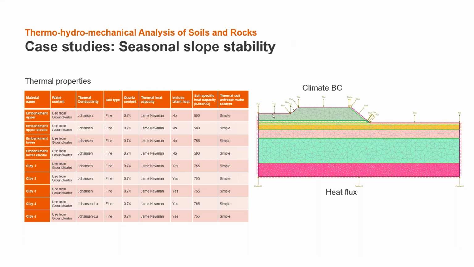And you can see here, we apply the climate variable condition on the top of the model to account for the seasonal thermal changes. A constant heat flux is applied at the bottom of the model to account for the heat radiation from the Earth, or transfer from the Earth's core.